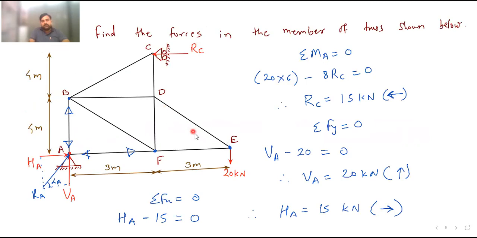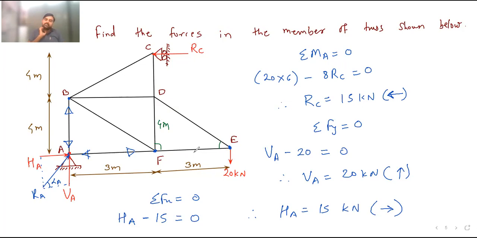This is the member ED, which is inclined at an angle theta. We don't know it yet. And this is EF. Now our first job is to find this angle. So how much is this angle? This angle is 90 degree. If you consider triangle FDE, DF is 4 meter because AB is 4 meter, so DF will also be 4 meter. And this is 3 meter. Are you able to calculate this angle?